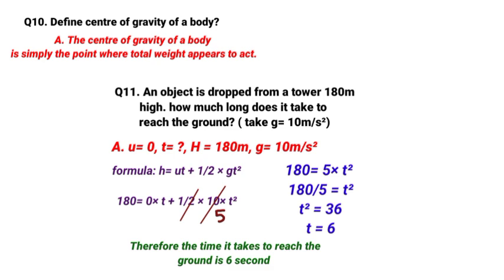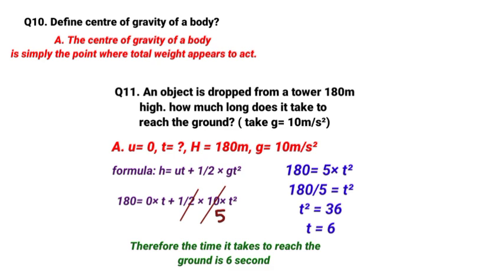Now here are the numericals. We will be solving these. An object is dropped from a tower 180 meter high. How long does it take to reach the ground? Here we have to find the time. So we already know the initial velocity equals 0. Height is 180 meter. g equals 10 meter per second square. Now h equals ut plus half g t square. This is the formula we'll be using to solve this problem.